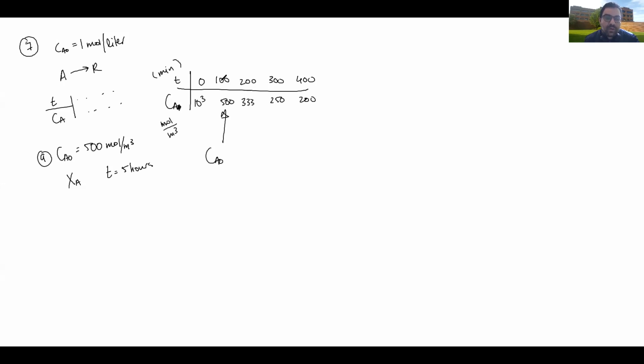If your starting point is 500 moles per meter cubed, so this is your CA naught, what's X after 5 hours? What's 5 hours from 100 minutes, my T naught in this case? 1 hour is 60 minutes, so 5 times 60 is 300. So I'm looking at 400 minutes, where my CA is 200.